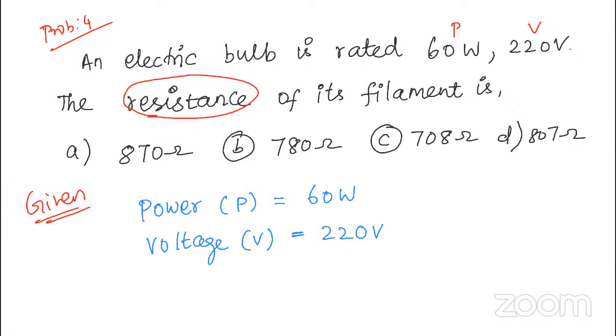Yes, very good. It is the third one. P is equal to V square by R, that formula we can use. Very good.